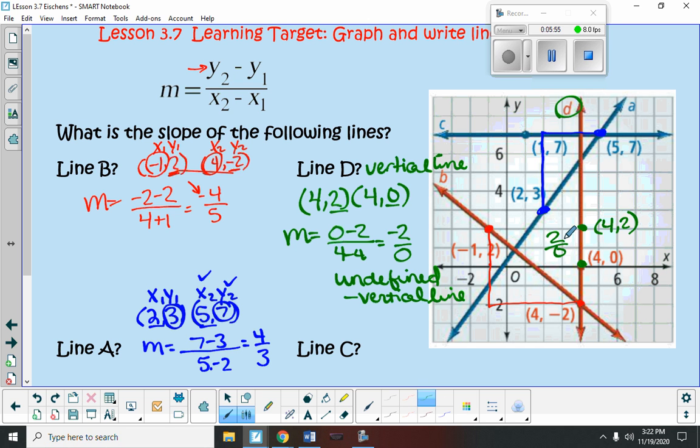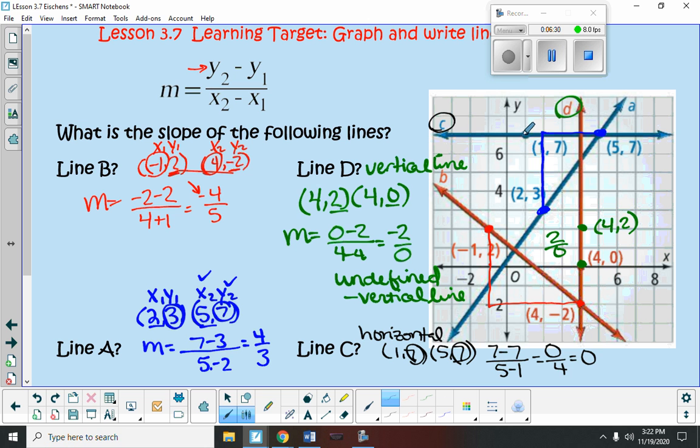All right, lastly, line C, and that is this horizontal line. Now on that one, they give us 2 points, (1, 7) and (5, 7). So if you use the slope formula, subtract the y's, you'd have 7 minus 7, subtract the x's, 5 minus 1. That gives you 0 over 4, which is 0. So your slope is 0 for a horizontal line.